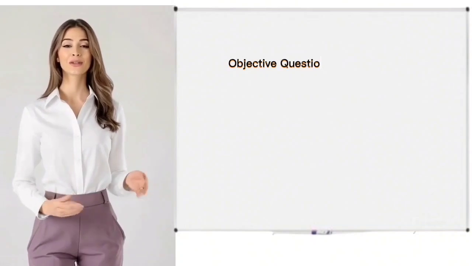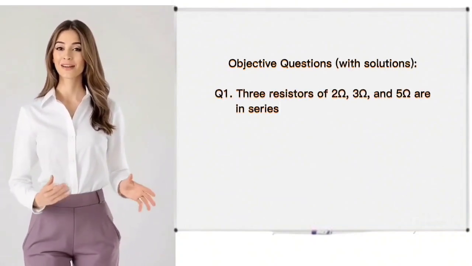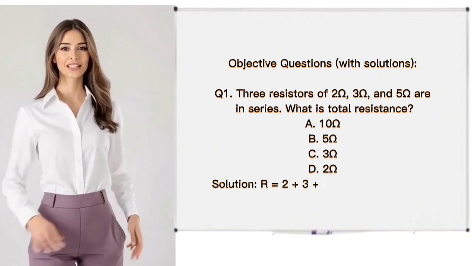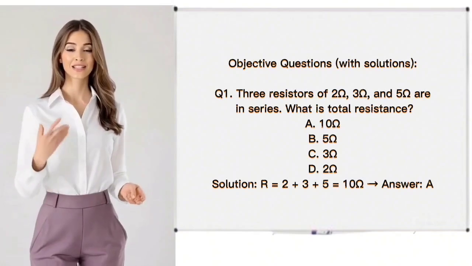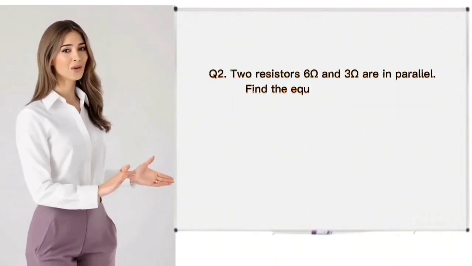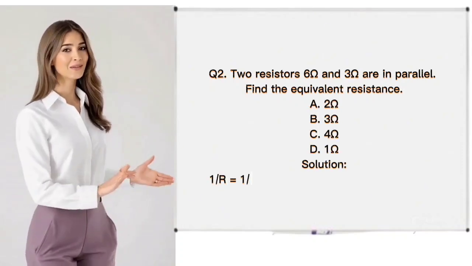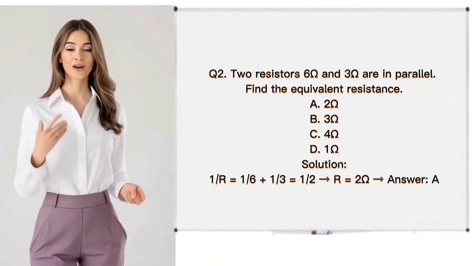Objective questions with solutions. Q1. Three resistors of 2 ohm, 3 ohm, and 5 ohm are in series. What is total resistance? A. 10 ohm, B. 5 ohm, C. 30 ohm, D. 2 ohm. Solution: R = 2 + 3 + 5 = 10 ohm. Answer A. Q2. Two resistors, 6 ohm and 3 ohm are in parallel. Find the equivalent resistance. A. 2 ohm, B. 3 ohm, C. 4 ohm, D. 1 ohm. Solution: 1/R = 1/6 + 1/3 = 1/2, R = 2 ohm.